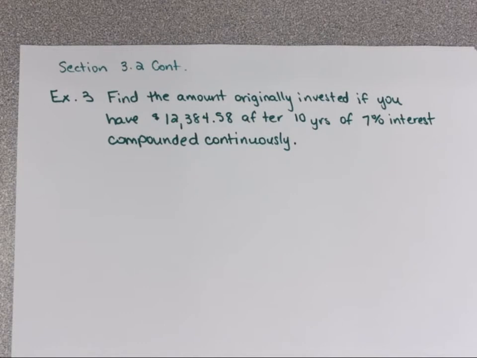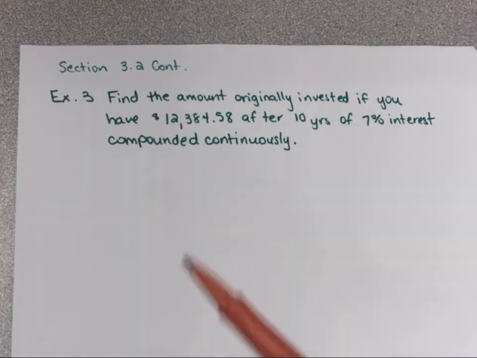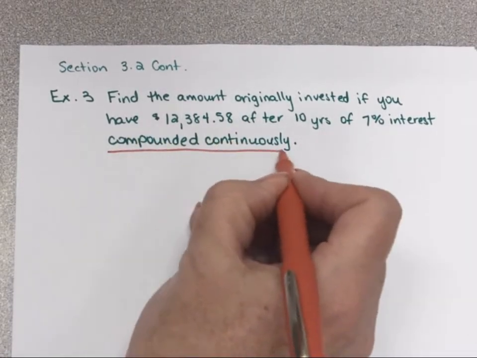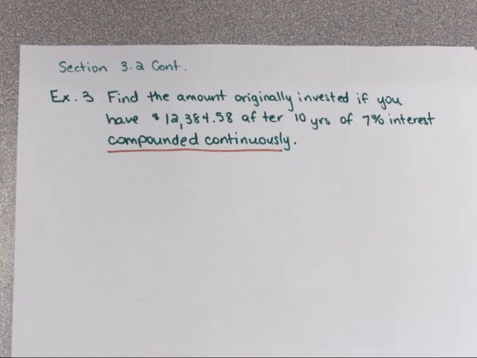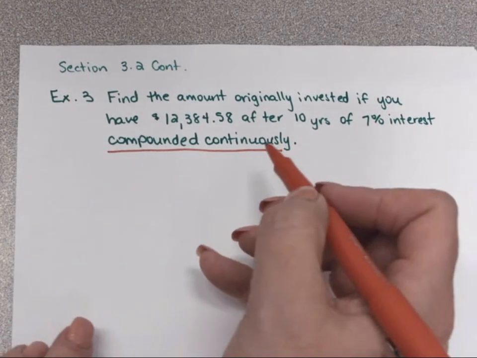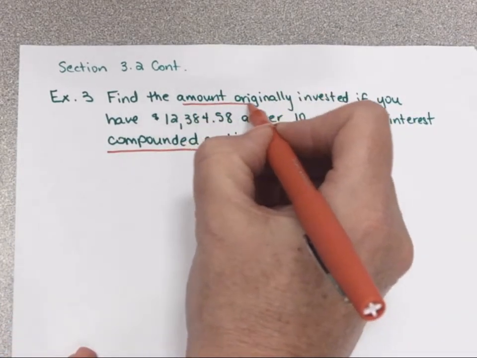So we do always need to round numbers to the nearest penny. We talked about that last time. It's super important that you are accurate with money. All right, so I'm going to go through and underline the significant parts of this problem. The first one is it's mentioning that we need to compound continuously, and then it's also asking to find the amount originally invested.